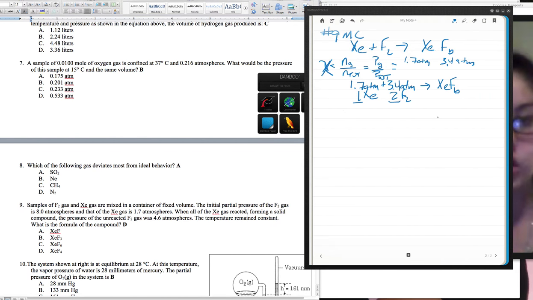Is that making some sense? And if that's the case, then that means that's 4 Fs. So then it's XeF4.